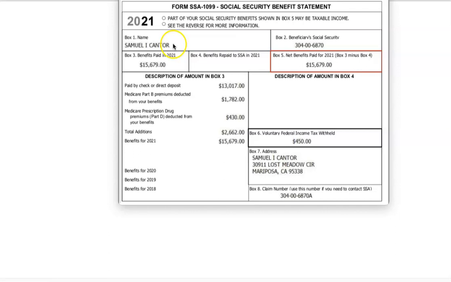The IRS computers match the first 4 letters of the taxpayer's last name, in this case C-A-N-T, against the Social Security number, and what you do with the first name is irrelevant. So if you want to be obsessive compulsive, you can insist that what goes into TaxSlayer is exactly the same thing on the Social Security SSA 1099 or the Social Security card, or you can be more flexible. It doesn't matter.